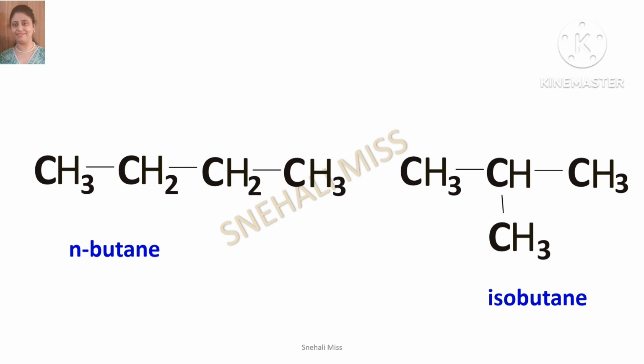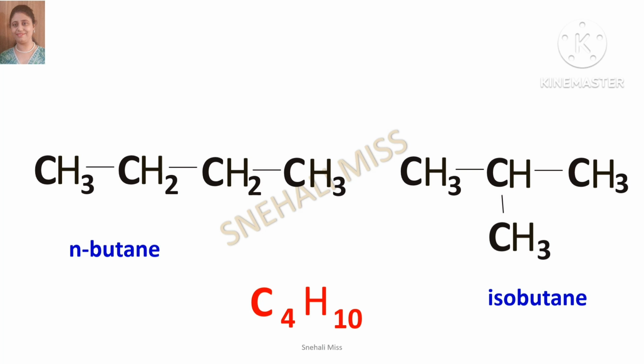Now let's count the number of carbon and hydrogen. First, count the number of carbon atoms in both the formulas. If you observe, both formulas contain 4 carbon atoms. In the same way, count the number of hydrogen atoms in both the formulas, then the total number of hydrogen atoms is 10. So now this concludes what? That both these structures show the same molecular formula, containing the same number of carbon and hydrogen, which is C4H10, but their structural formula is different.